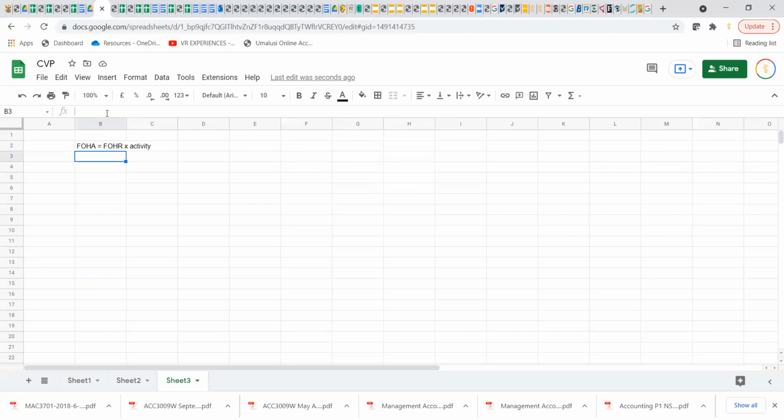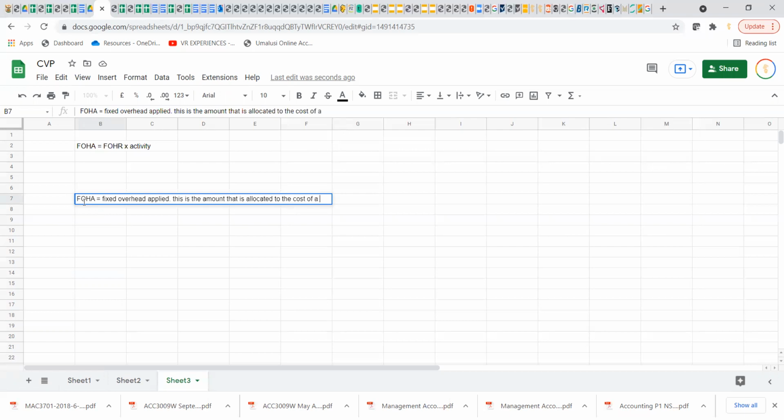The word I use is activity. Activity refers to how overheads are allocated. So I'll just put it over here. FOHA equals fixed overhead applied. This is the amount of fixed manufacturing overheads that is allocated to the cost of a product. Equals fixed overhead rate.